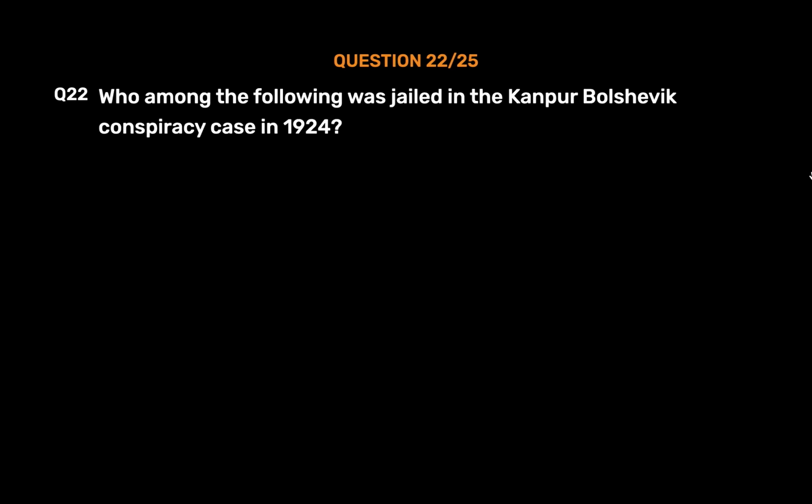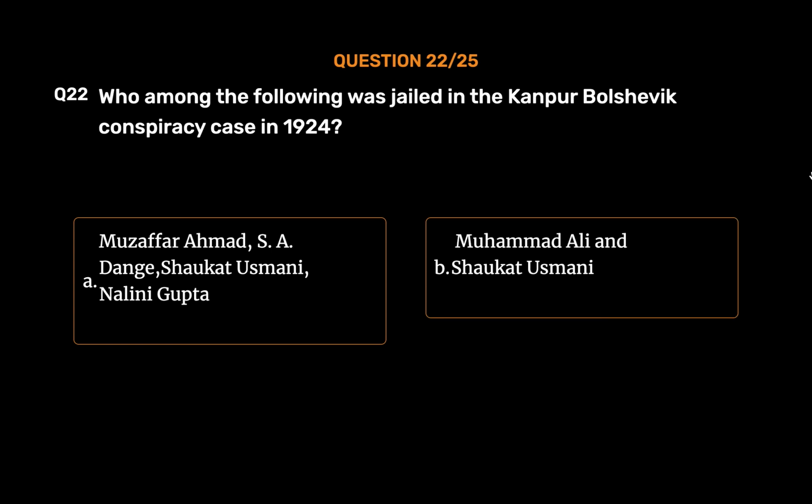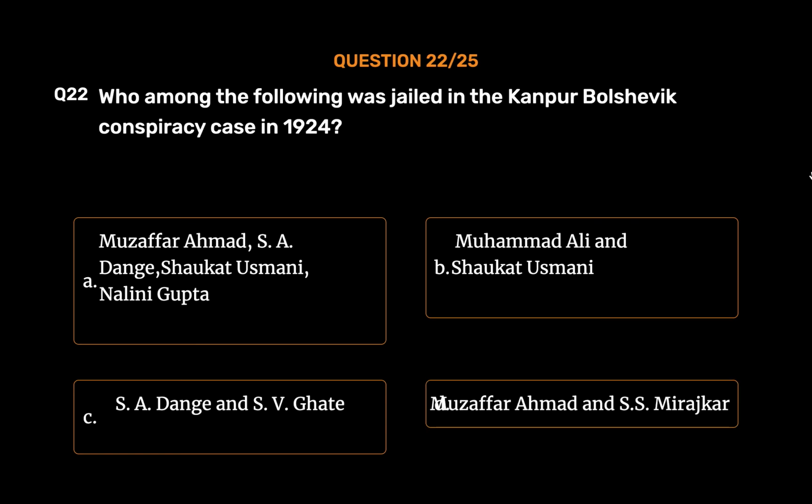Question number 22. Who among the following was jailed in the Kanpur Bolshevik conspiracy case in 1924? Option A. Muzaffar Ahmad, S.A. Dange, Shaukat Usmani, Nalini Gupta. Option B. Muhammad Ali and Shaukat Usmani. Option C. S.A. Dange and S.V. Ghate. Option D. Muzaffar Ahmad and S.S. Mirajkar. The correct answer is Option A.